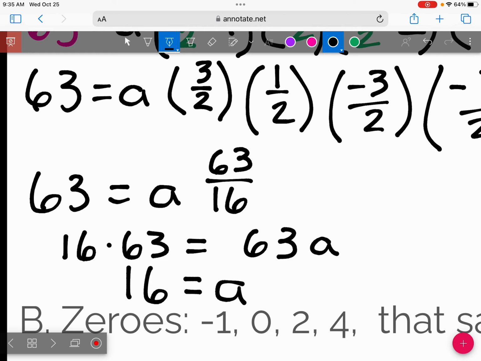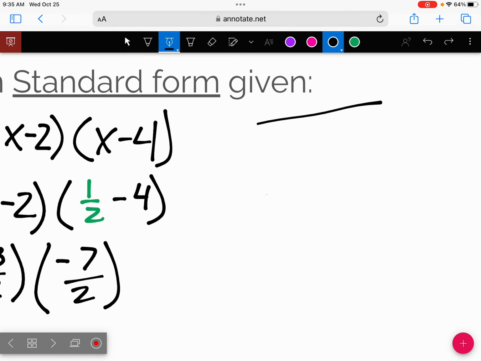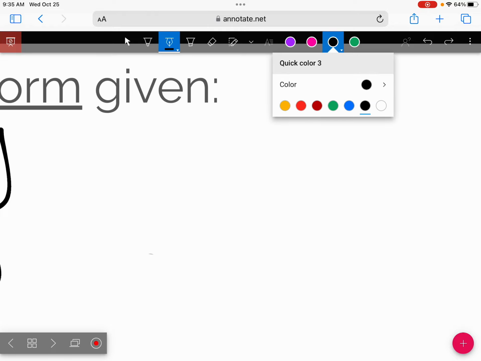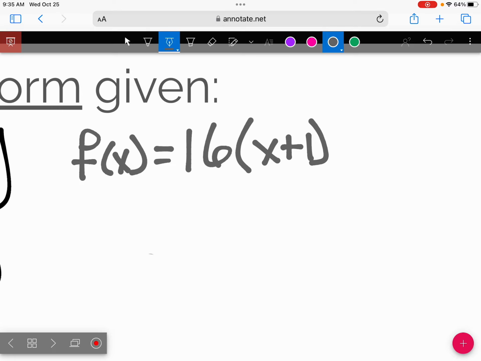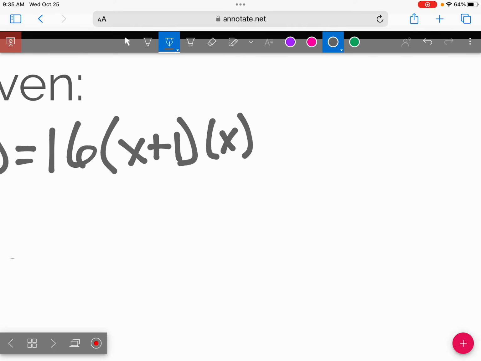So again, now I have my a value. And if they ask me just for an equation, we'd be good, but they want a standard form equation, so we're going to go back up to the top and multiply the whole thing out, because they like to be extra. So I'm going to start by putting that a value in. We're going to have our f of x equals 16 times x plus 1 times x times x minus 2 times x minus 4.